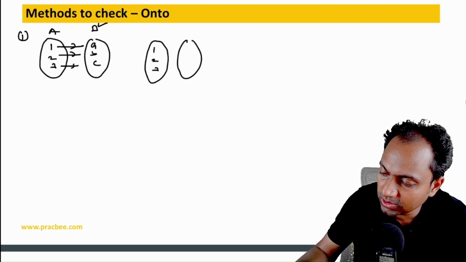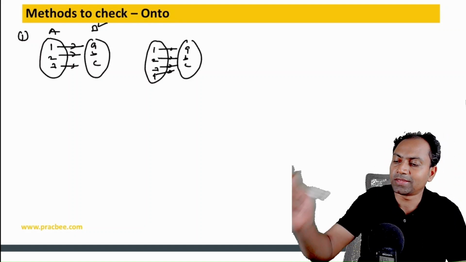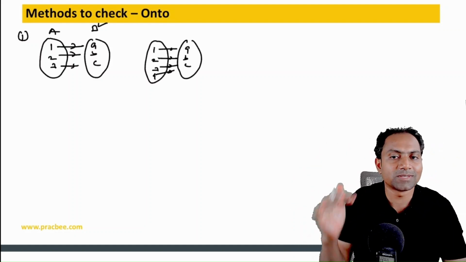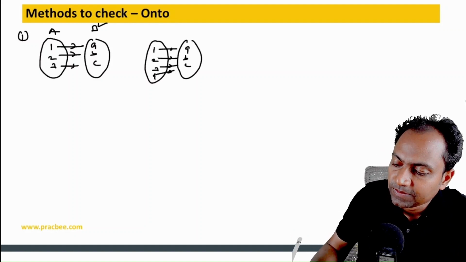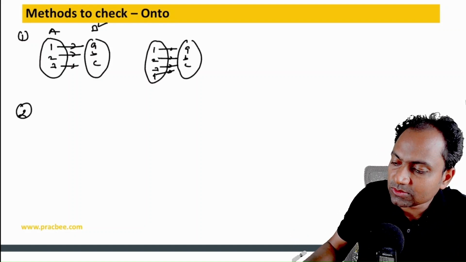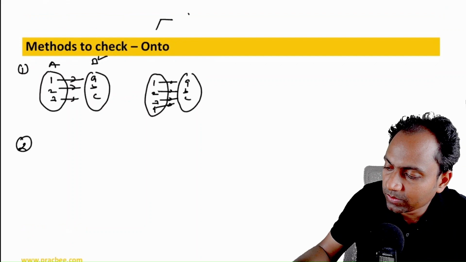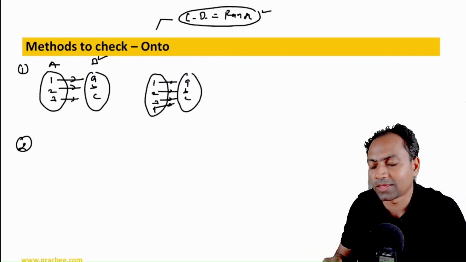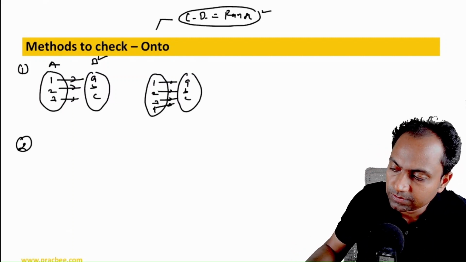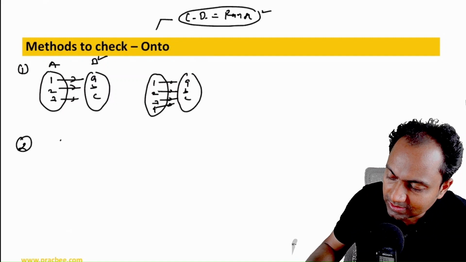So 1, 2, 3, 4 is there, and A, B, C is there. So now this is also fine. There is no problem. But the codomain, whatever are the elements in B, which are called the codomain, should be equal to the range. So the definition is that codomain should be equal to range. So essentially it is also a question of range. Whatever technique is there to find range, the same techniques will be involved here. So now let us say that another scenario is that the codomain is not given.